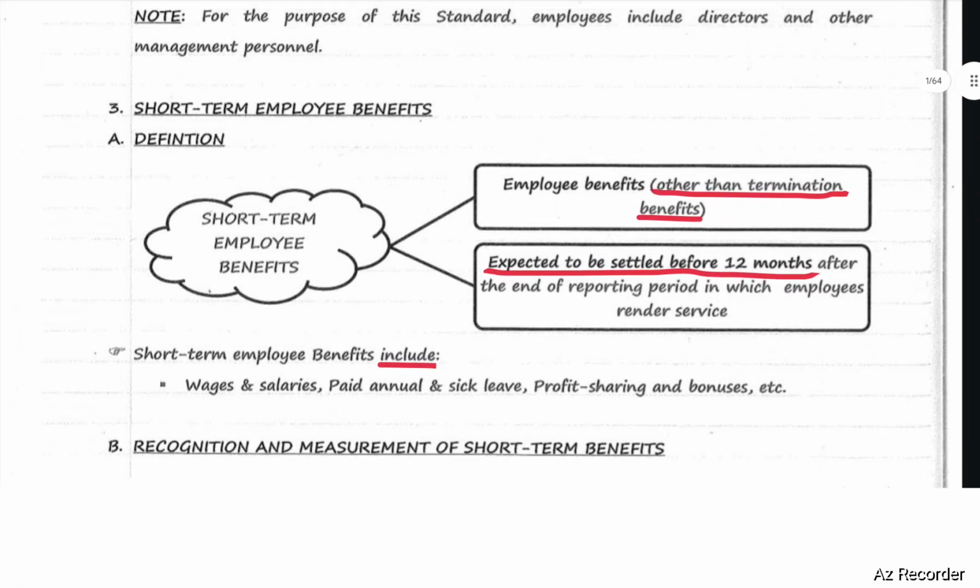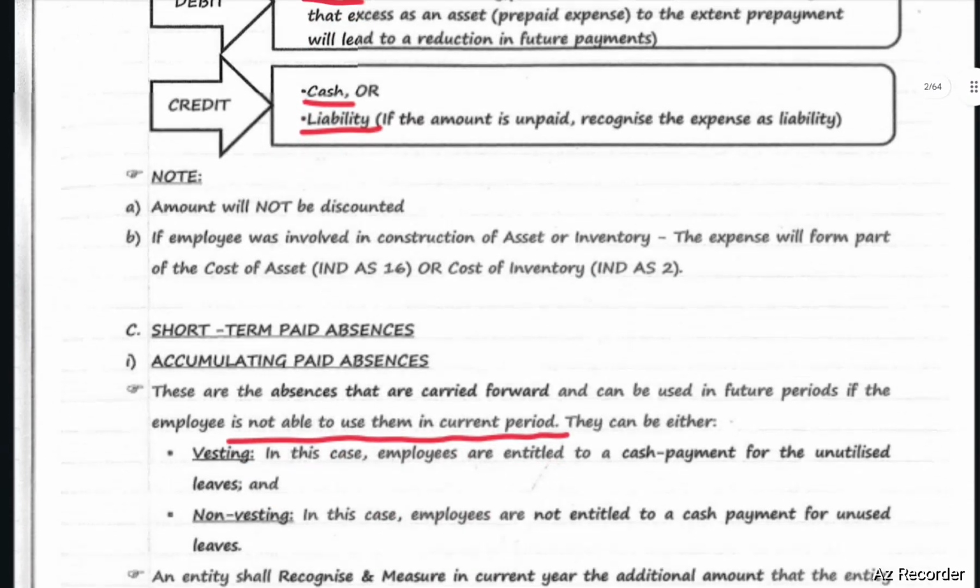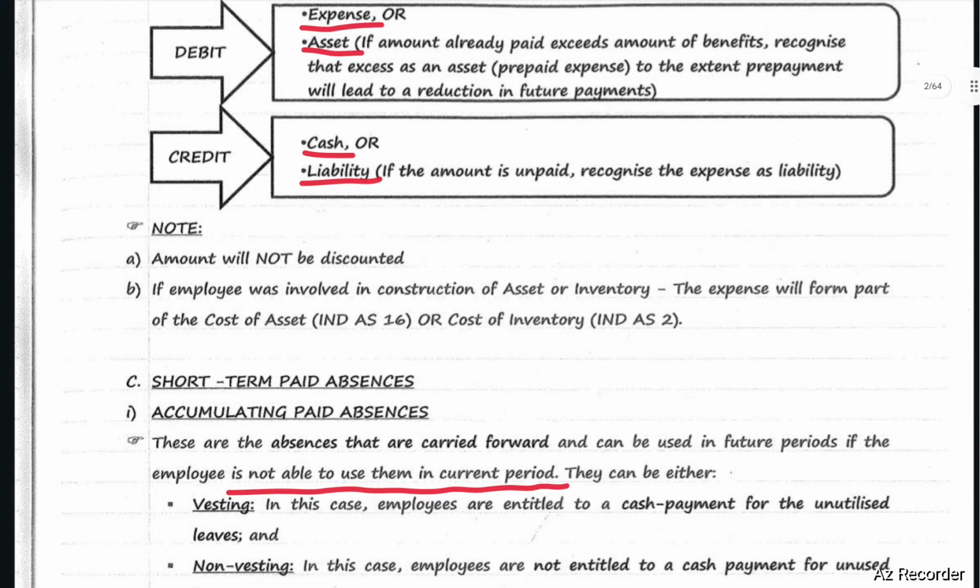Next, recognition and measurement of short-term benefits. How will these short-term benefits be recognized? Debit expense or assets if amount already paid exceeds amount of benefits. Recognize that excess as an asset, that is prepaid expense, to the extent prepayment will lead to reduction in future payments. Credit will be given to cash or liability. Liability, if the amount is unpaid, recognize the expense as liability.